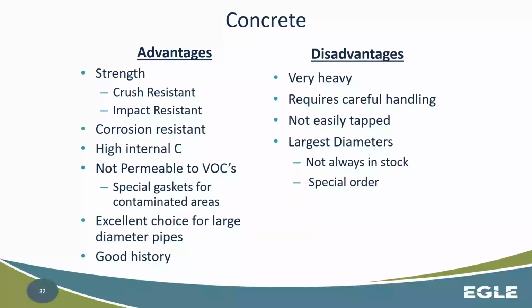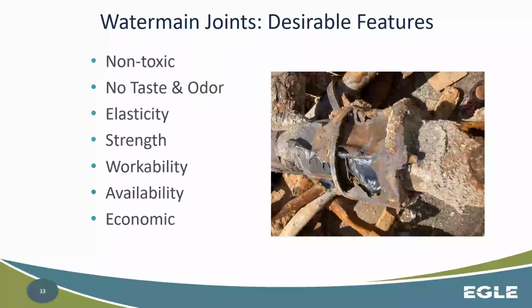So things to consider. Water main joints, desirable features that come from water main joints. They've got to be non-toxic, don't add to taste and odor issues. They have to be fairly elastic, high strength, workability, availability, and they've got to be obviously economic.